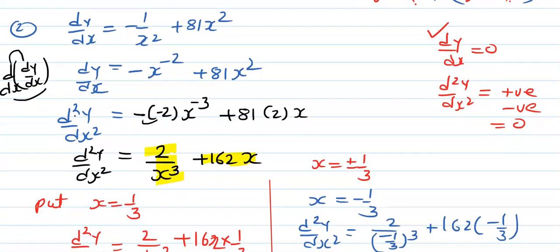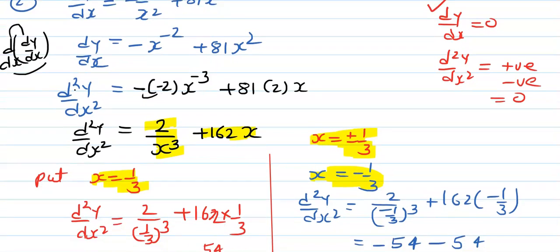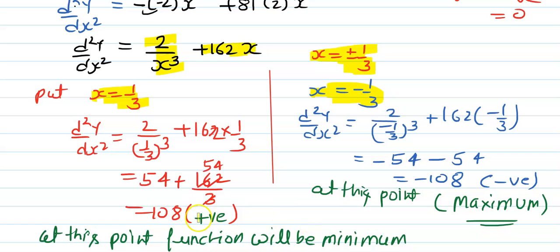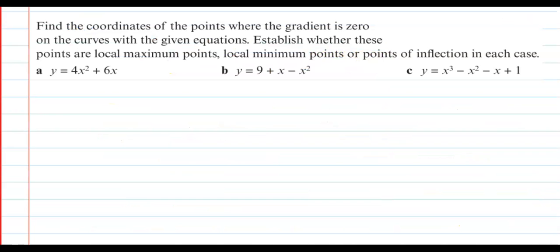After that you put in these stationary points, x equal to 1 over 3 and x equal to minus 1 over 3. Once you put in the point, here it is coming positive, so for positive the function will be minimum, and here it is coming negative, so the function will be maximum. Nice and easy. Everybody is okay with this? Now the question: are these points local maximum points, local minimum points, or points of inflection in each case? Please try to solve now.